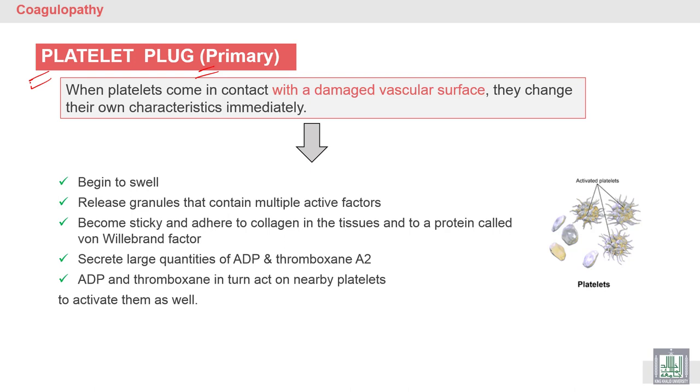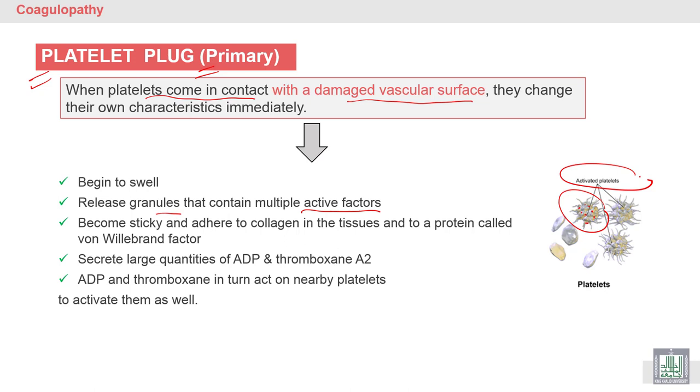When platelets come in contact with a damaged blood vessel, they change their characters immediately, beginning to swell. This is an activated platelet: it swells and releases granules. From the inside of the platelet, there are granules containing active factors, so it becomes an activated platelet.